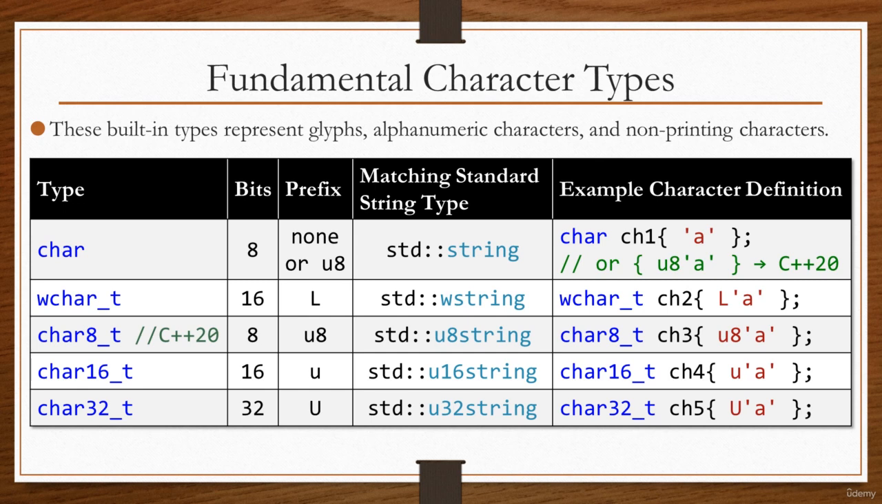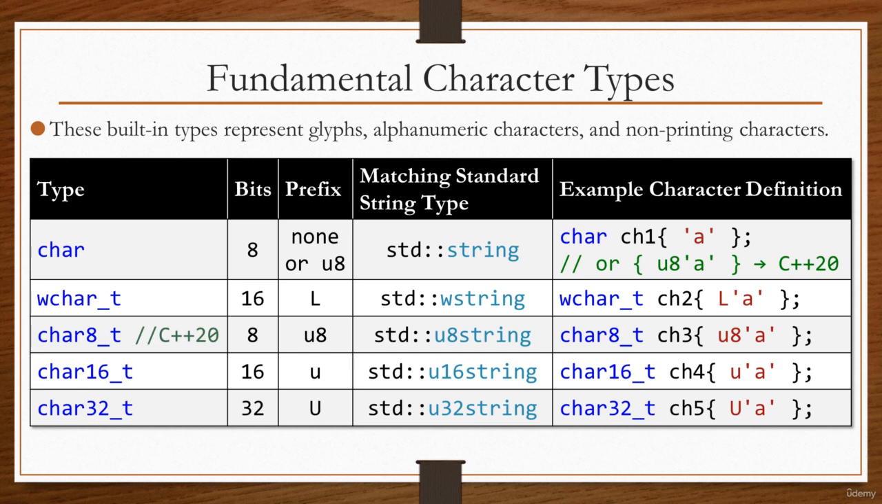To wrap up, I want to discuss the different built-in or fundamental character types that we have. In the first column, we can see the type, and then we also have the bits. And then we actually have some prefixes, and then we also have a matching standard string type such as std::string, and we have an example character definition because some of these, as I mentioned, have a prefix. So we are familiar with the char already, and then we also have something called a wchar_t, which is a wide char. The wide char wchar_t is an implementation defined wide character type. In the Microsoft compiler, it is a 16-bit type.